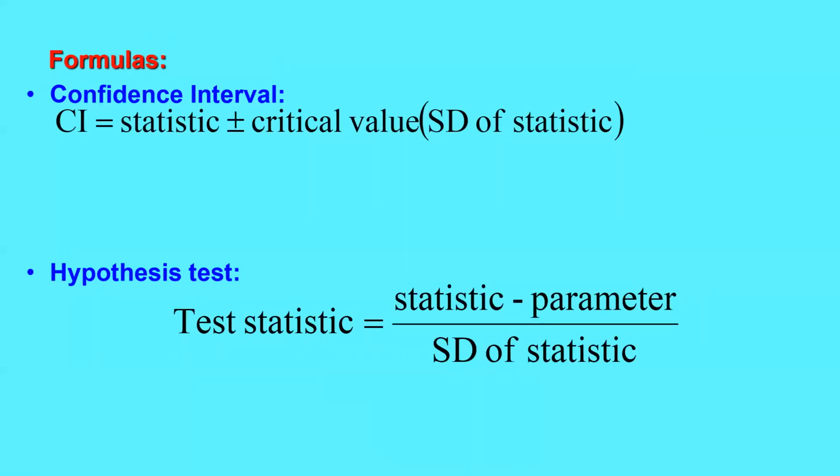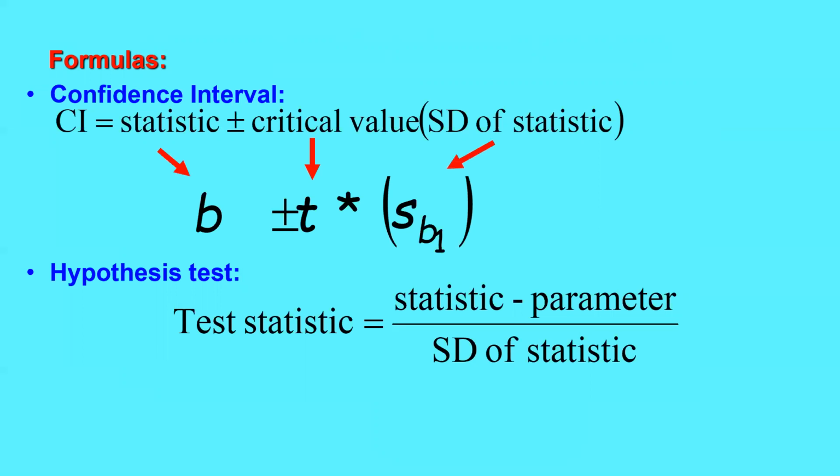So, formulas for your linear regression test and confidence interval. As always, your confidence interval is your statistic, which for linreg will always be from a set of data values, which we can call b, plus or minus your critical value. Because it's a sample slope, the critical value will always be a t-value because you will be using data, times the standard deviation of your statistic, which is S sub b sub 1. Again, all formulas are on your AP formula sheet.